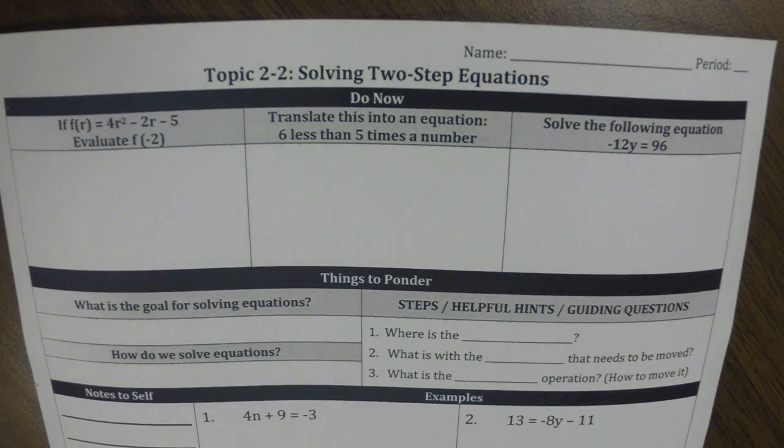If you are starting topic 2.2, it means that you have already completed one-step equations, so make sure that you have a firm grasp on that before you try to do these notes.